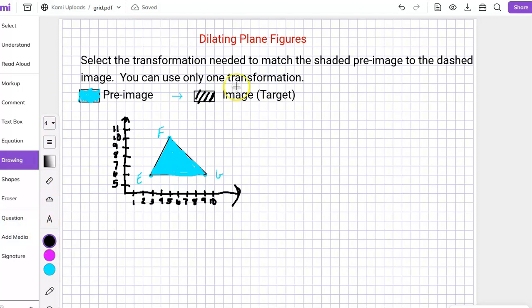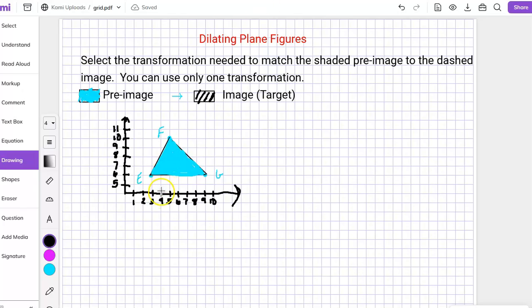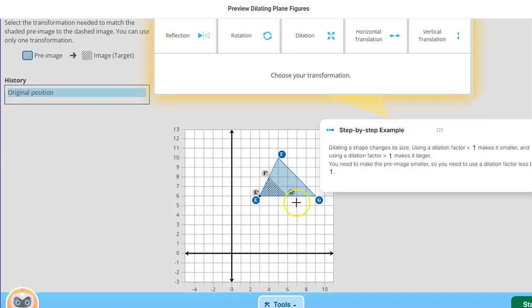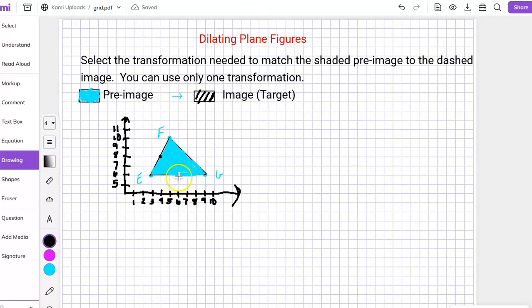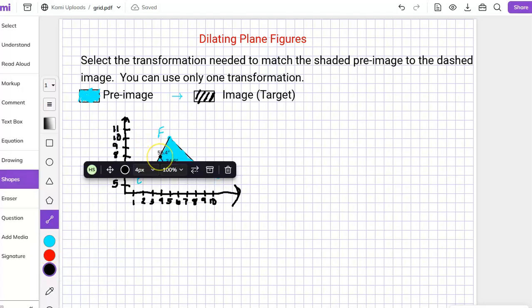Okay, our next one is our image. So E is going to be the same. F is at 4, 8. So I'm going to go over 4 and up 8. And then that's F prime. G prime is at 6, 6. So 6, 6. And then I am going to connect. Oops, I can't see that one.